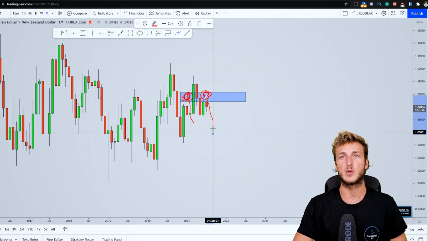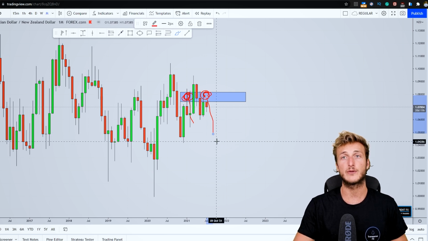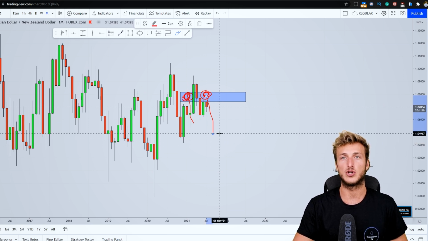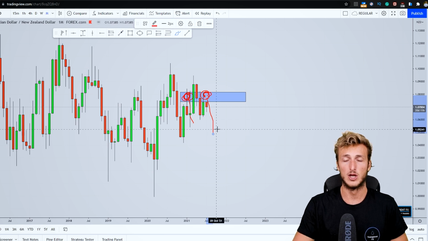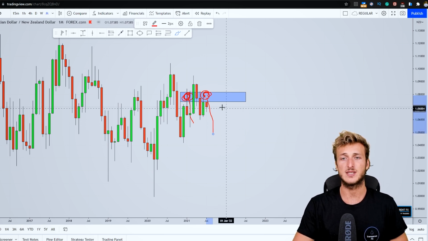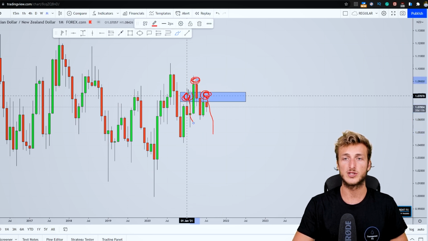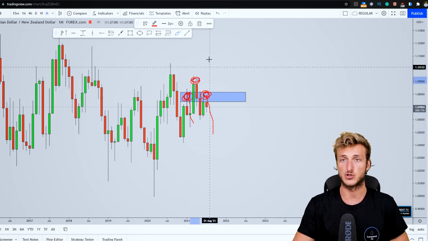And we do expect this market to provide a rejection to the downside, possibly even for the creation of a lower low. So here in the monthly, everything seems quite bearish, and we do expect the market to provide a nice move to the downside to also print this regular head and shoulders.